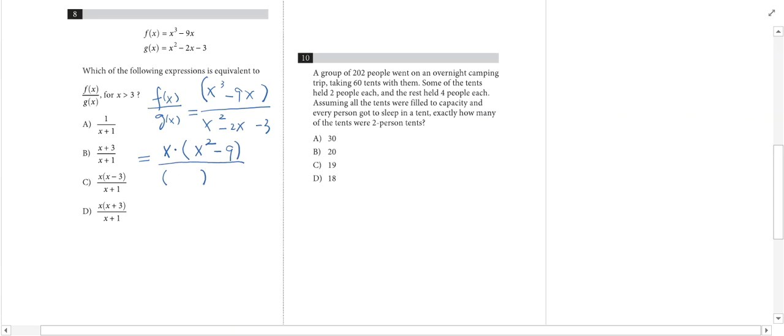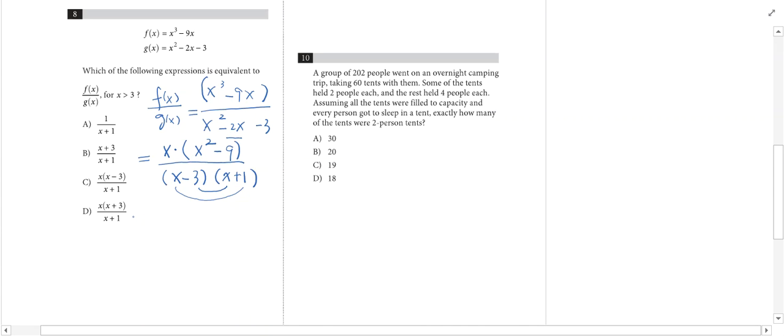So we can get x minus 3 and x plus 1. Why? Because this one times this one is negative 3x, and this one times this one is positive x. Negative 3x plus positive x will be negative 2x. Then negative 3 times 1 is negative 3, and x times x is x squared. So it's a match.